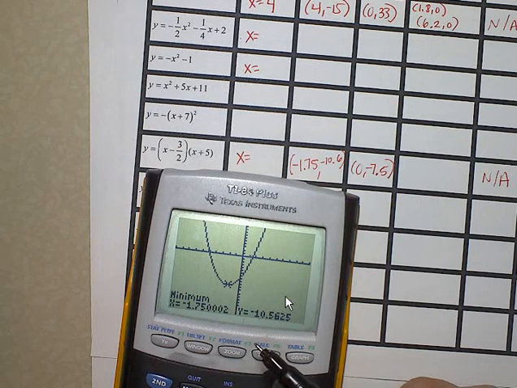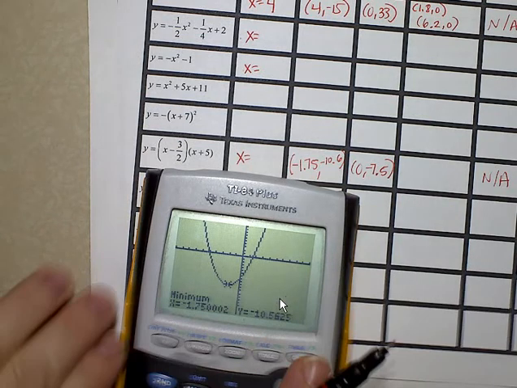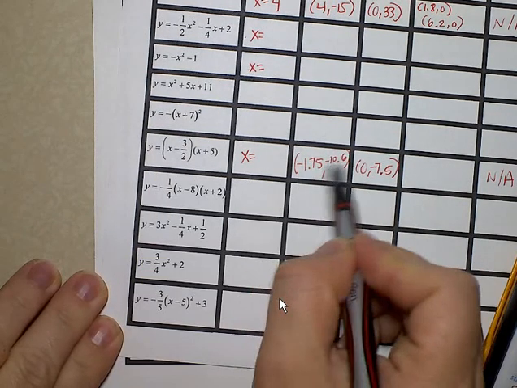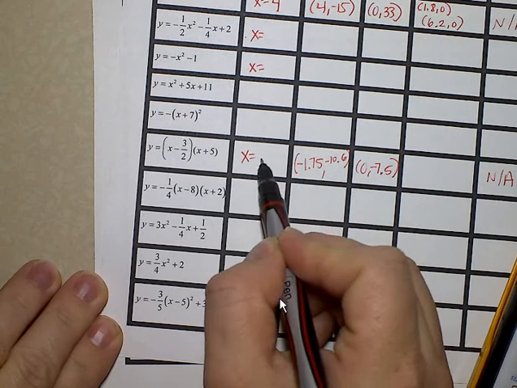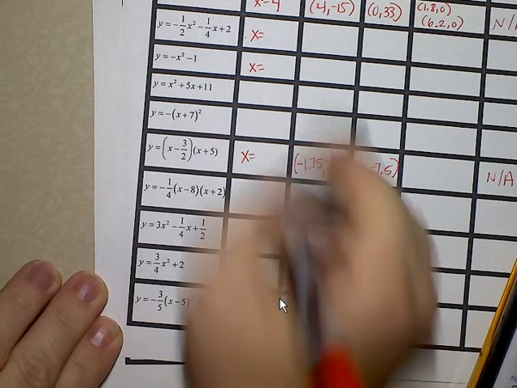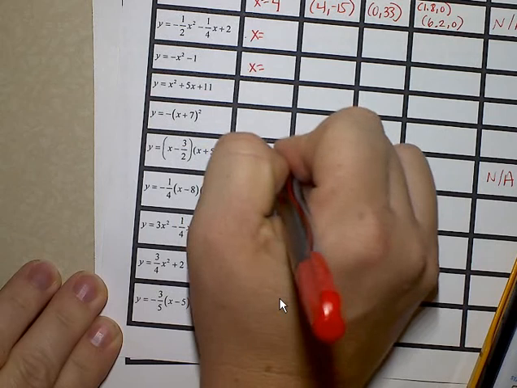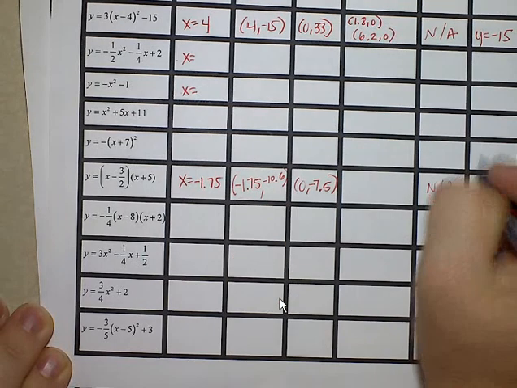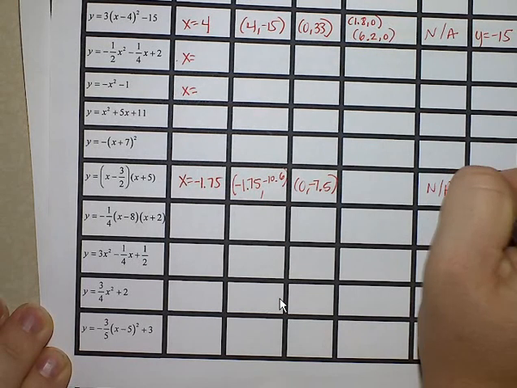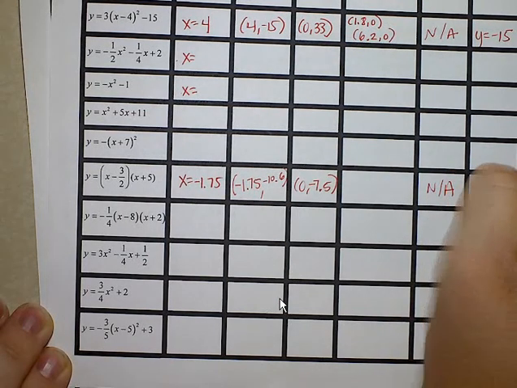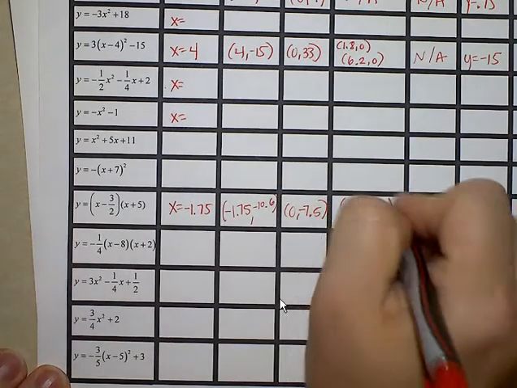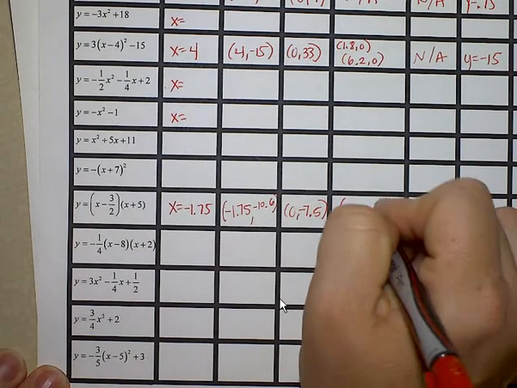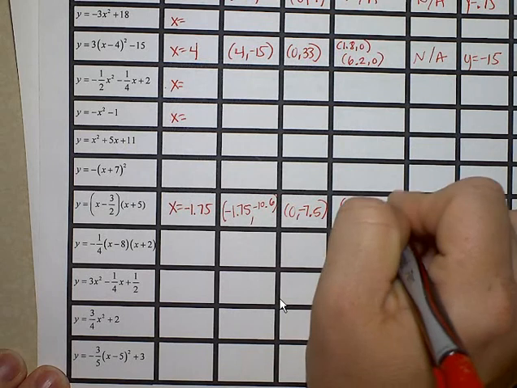Okay, so from this, which number do I use to associate with the equation for the axis of symmetry? Negative 1.75. Which one of these represents the minimum value? Negative 10.6. I know there's going to be two x-intercepts. And remember, for x-intercepts, your y value is always 0.